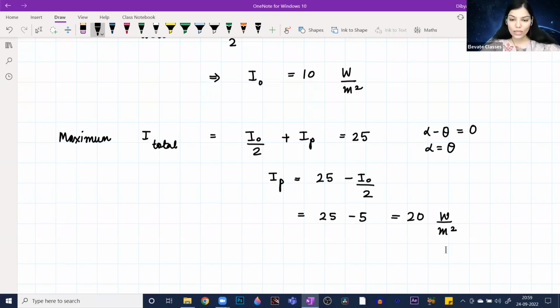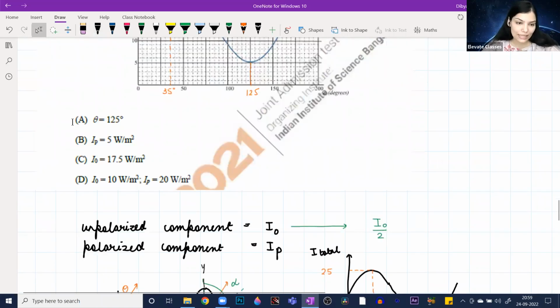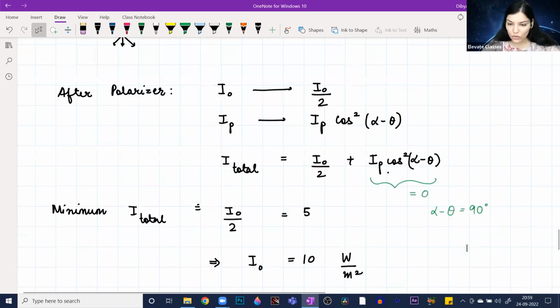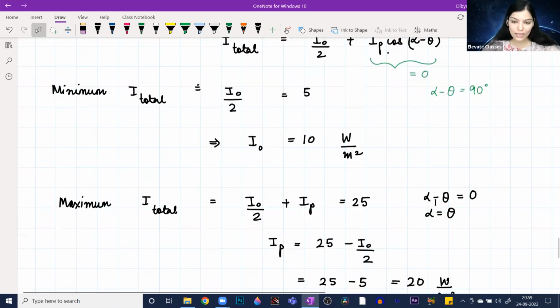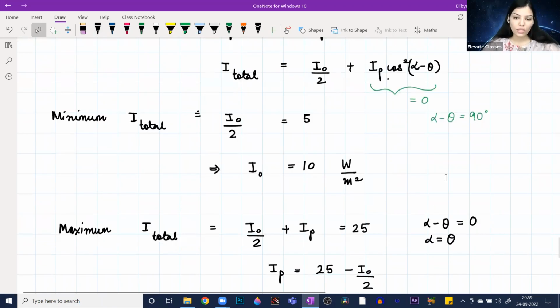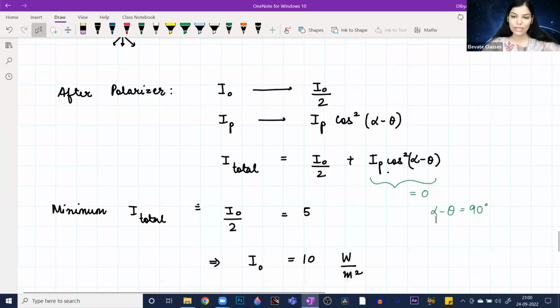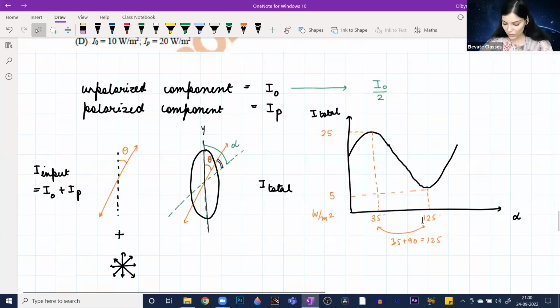Okay. And now as far as option number A is concerned, option A is saying that theta is equal to 125, but we have just now figured out that theta is actually equal to alpha. Okay, the value of theta is alpha, only then are we getting maximum intensity. Okay, if the value of theta is alpha, meaning what is the value of theta at maximum? At maximum, the value of alpha is 35 degrees, right?